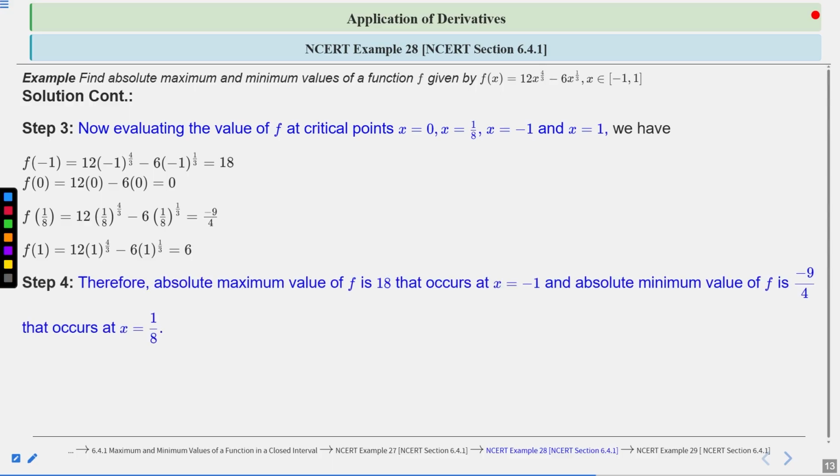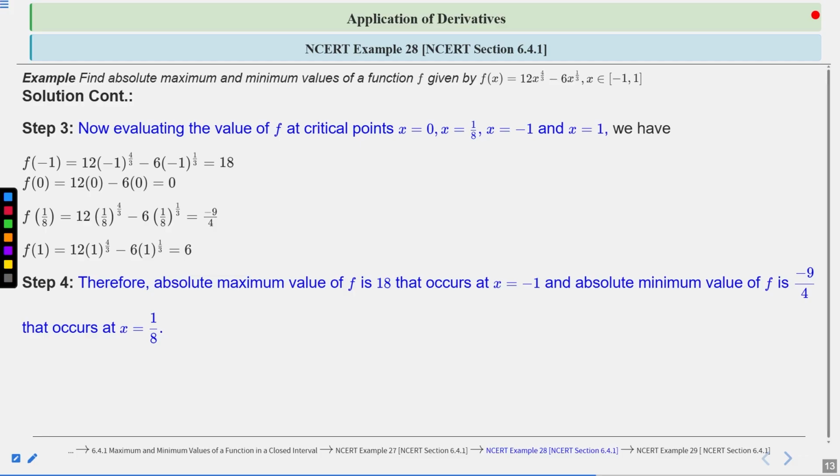Step 4. Therefore, we have calculated f of minus 1, which is 18, f of 0, which is equal to 0, f of 1/8, which is equal to minus 9/4, and f of 1, which is equal to 6. Therefore, the absolute maximum value of f is 18, right? That occurs at x equal to minus 1.